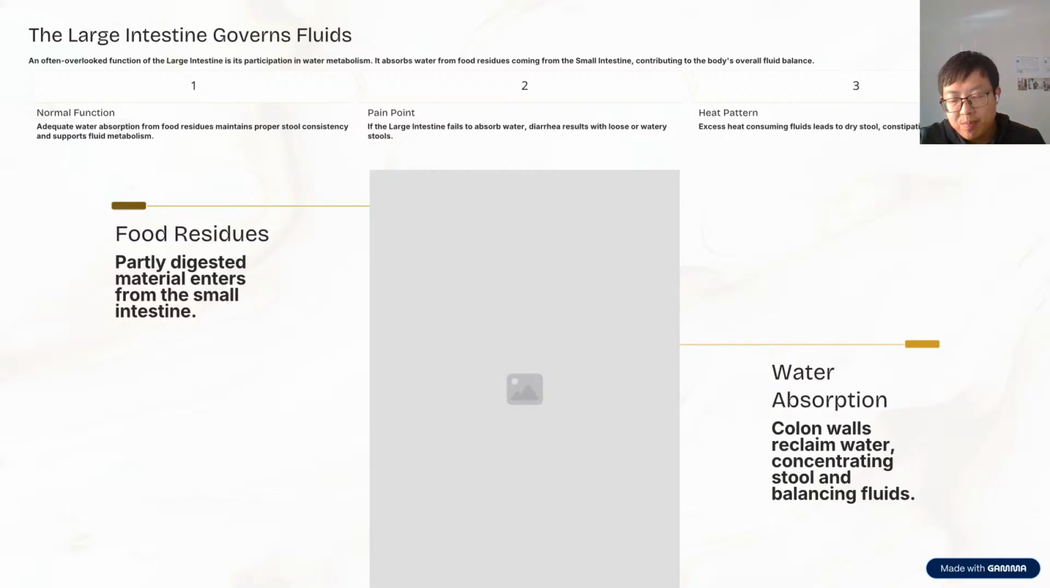So basically, the large intestine's function is to absorb the water from the stool and transport the stool outside of the body. It depends on the help of the stomach, the lung, and spleen, even the kidney. Chinese medicine believes the large intestine can also transport fluid.